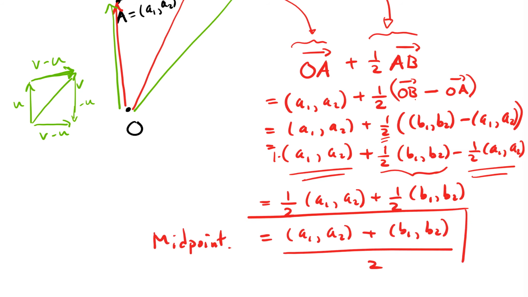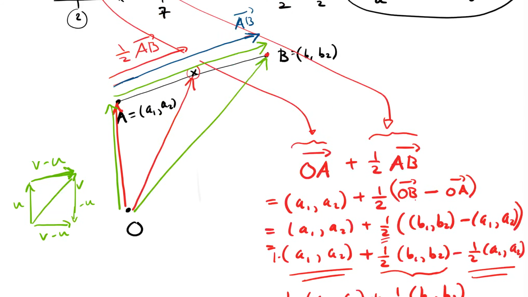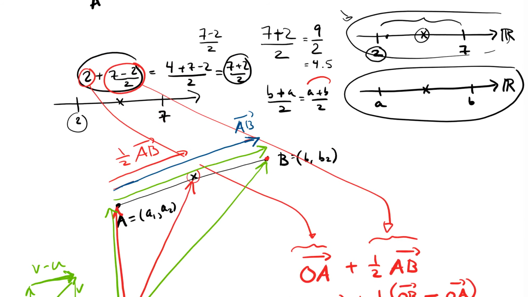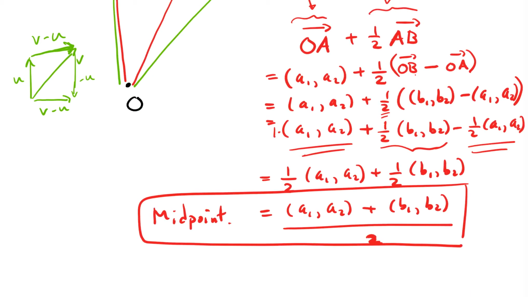This is a formula for the midpoint, and we get something very similar to the formula we had before. Remember, the formula we had before was for when we had two numbers, a, b. Well, it's the sum of the numbers divided by 2. Here it's the exact same thing. We get the sum of the vectors now divided by 2. So this is one way to think about this: it's the average again of the vectors, and that's how you get the midpoint.